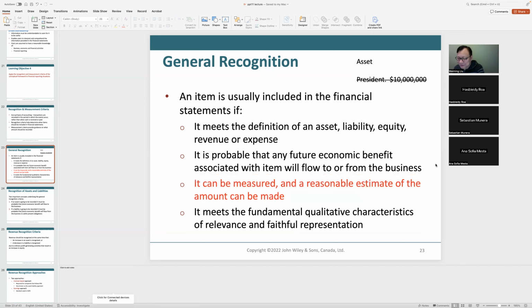So if we don't know which amount to put, it wouldn't be an asset? Yeah, you won't include him in the financial statement. Because what's the point? If you put a number there and you don't have confidence in it, what's the point of writing it down, right?